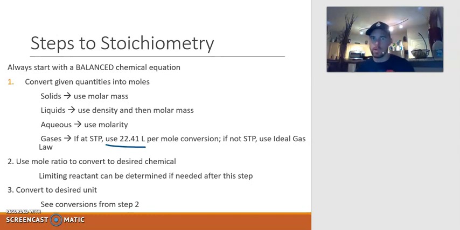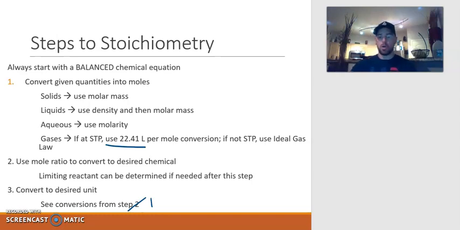So once again, real quickly, once you've got your balanced chemical equation, your first step, convert to moles. Second step, use mole ratio. Third step, convert to desired unit. And how you do that is you'd use the same conversion factors that are up here. And it says from step 2, really that should say step 1. It's talking about up here.